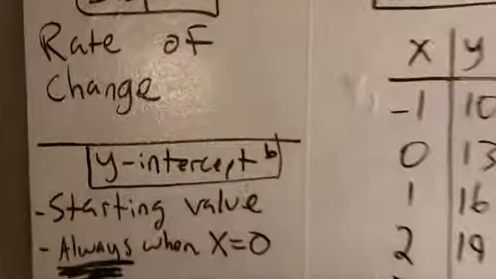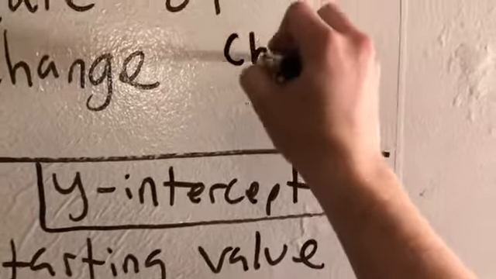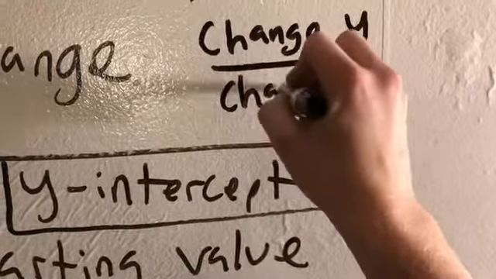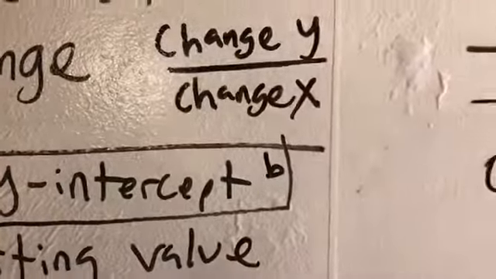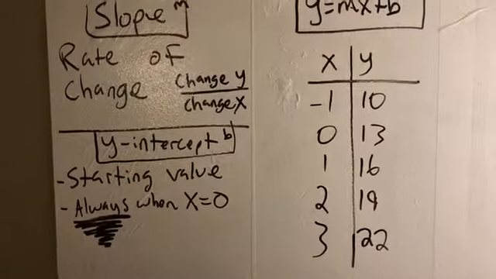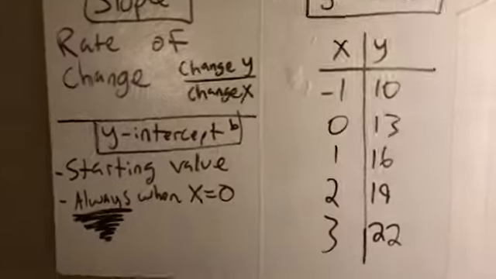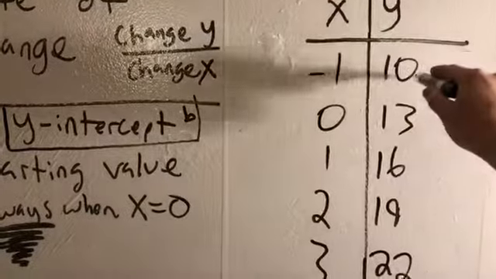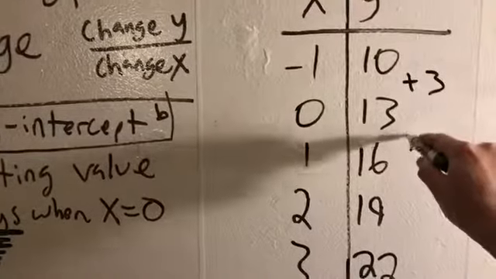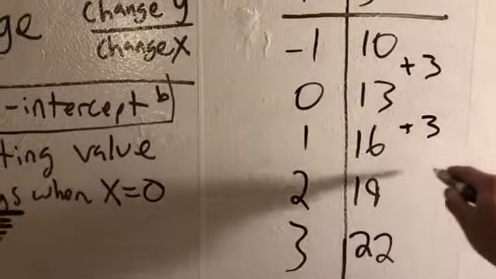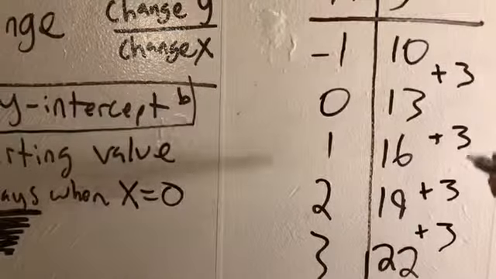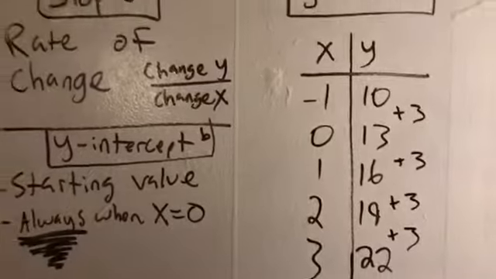Now to find the slope, we are going to want to know what is the change in y over the change in x. And that's going to be true every time we look at slope. It's always change in y over the change in x. And so let's look at the change. What's my change from 10 to 13? Oh yeah, plus 3. From 13 to 16, plus 3. From 16 to 19, plus 3, plus 3. I see my pattern, or my change every time, is adding 3.